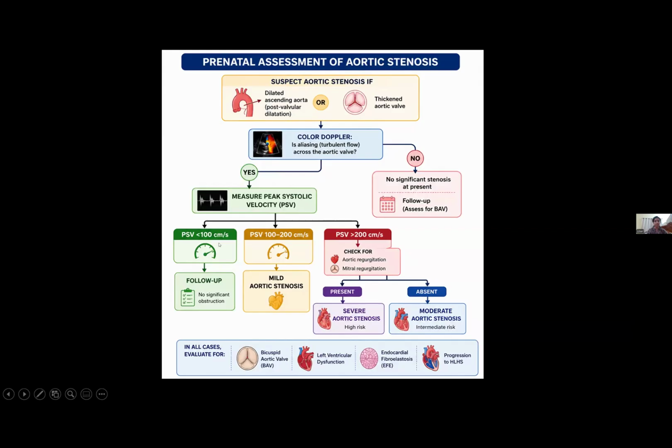If turbulence is detected, measure the peak systolic velocity. If it is less than 100 cm per second, it suggests no significant obstruction. If it is between 100 and 200 cm per second, that is consistent with mild aortic stenosis. If it is more than 200 cm per second, we have to check for aortic and mitral regurgitation, and if present, that identifies severe disease.